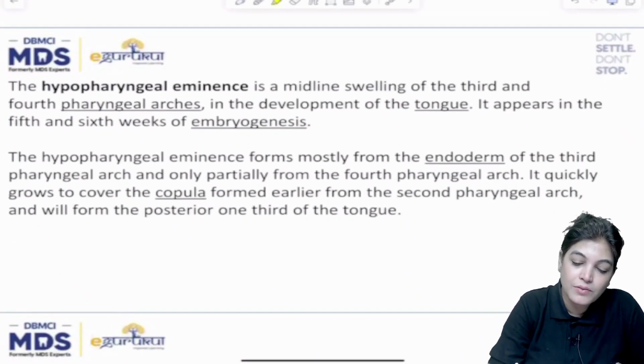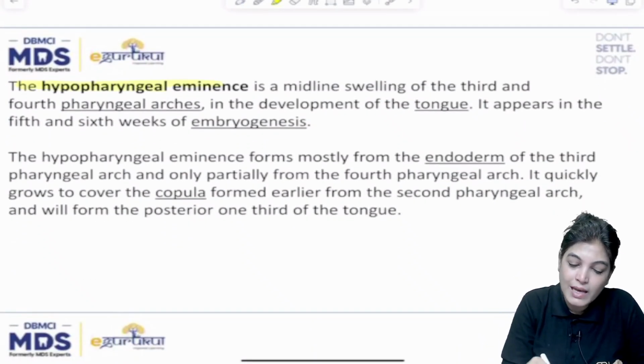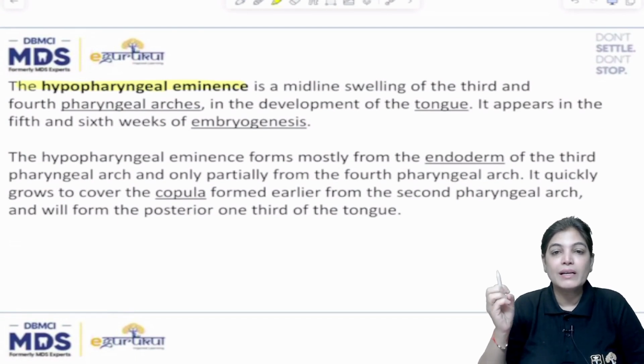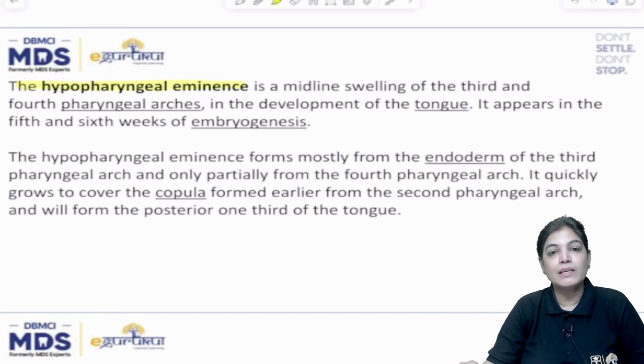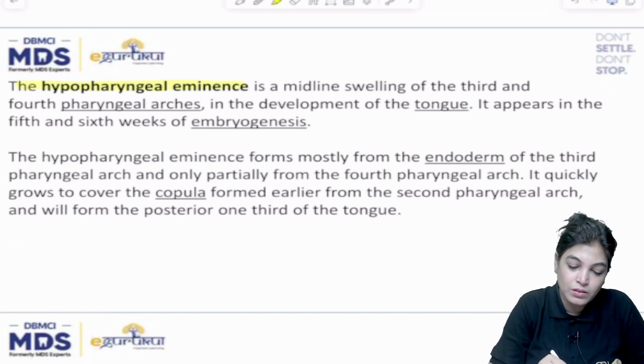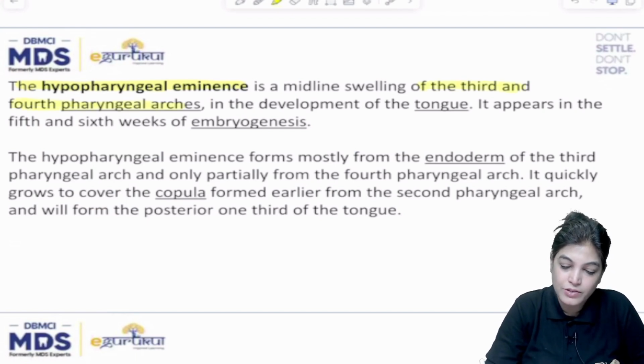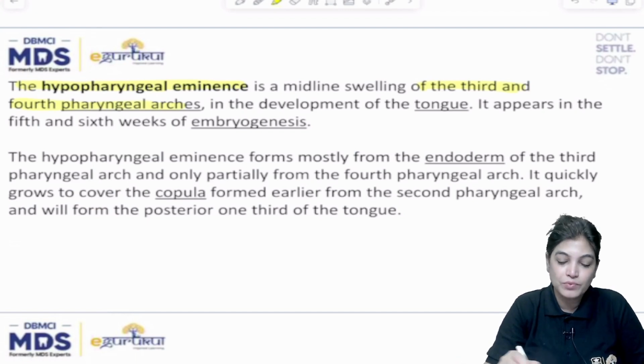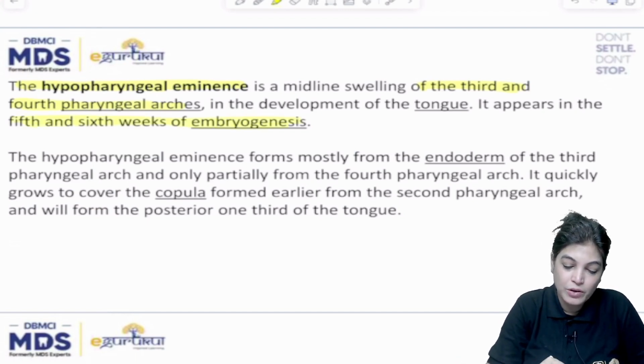So the first point is that you have to know what hypobranchial eminences are. What is the hypobranchial eminence, dear students? It's a midline swelling of the third and the fourth pharyngeal arch. So basically the hypobranchial eminence corresponds to the third and the fourth arch. It is a very important component in the development of the tongue, and it appears during the 5th to 6th week of embryogenesis.